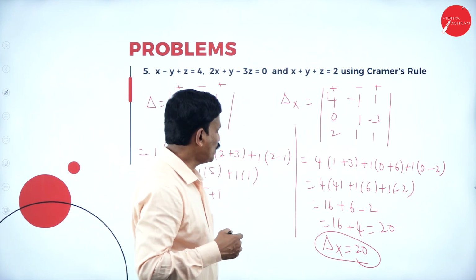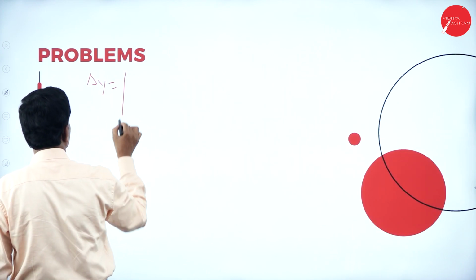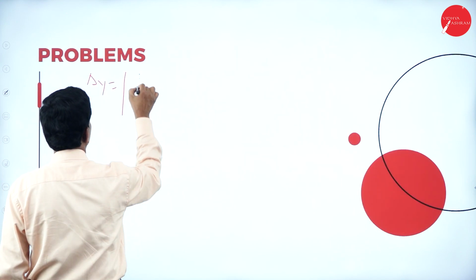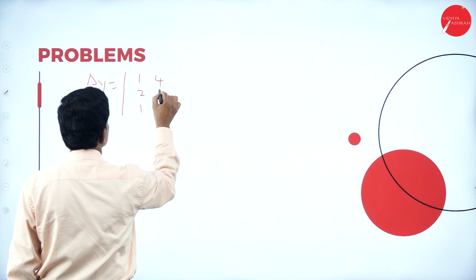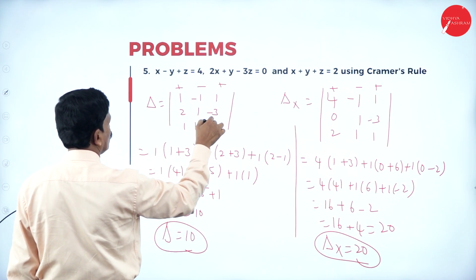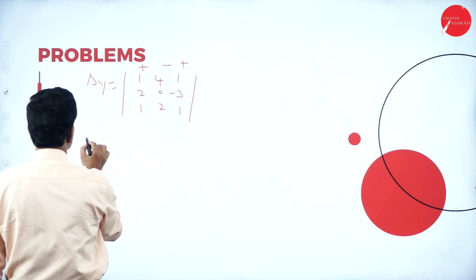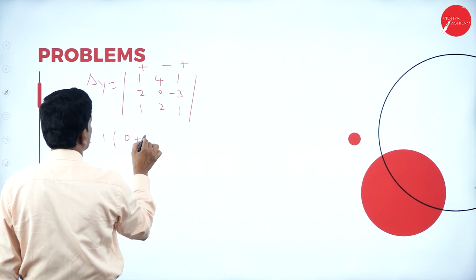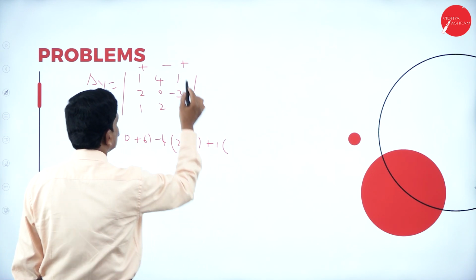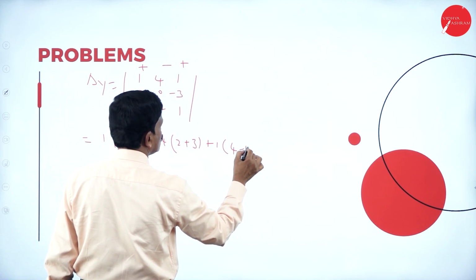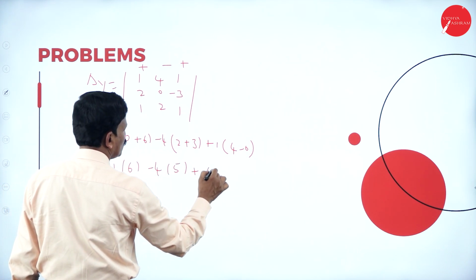Right. Now find out the value of delta y. What is delta y then? Delta y is equal to, the first column will be the same, 1 2 1, and the second column is replaced by 4 0 2, and the third column is 1, minus 3 and 1. Simplify this, plus, minus and plus. This is equal to 1 into 0 plus 6, minus 4 into this is gone, 2 1s are 2 plus 3, plus 1 into this row and column is gone, 2 2s are 4 minus 0. 1 into 6 minus 4 into 5 plus 1 into 4.